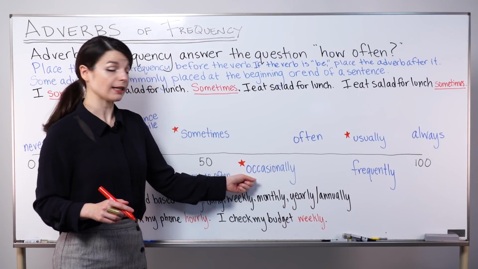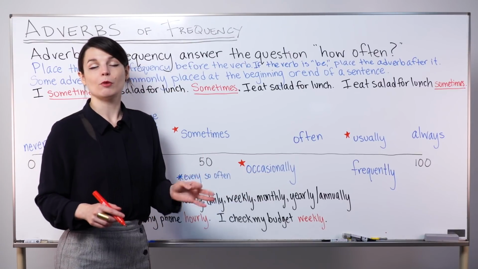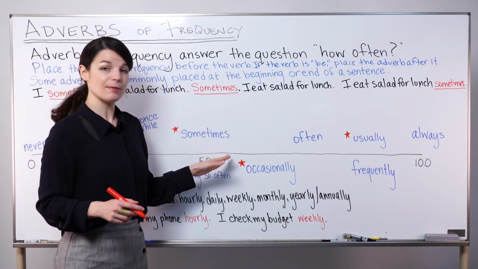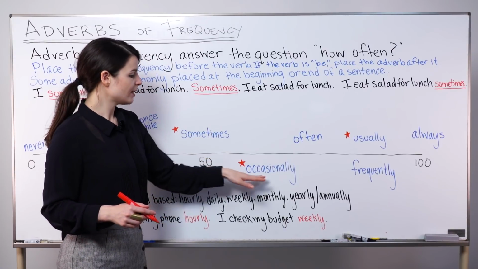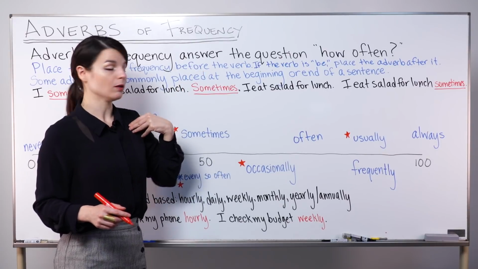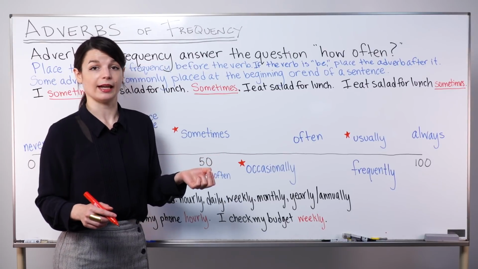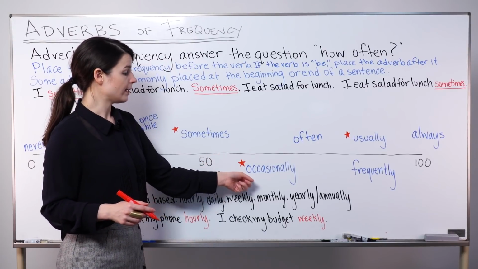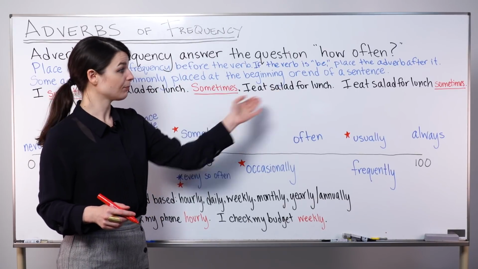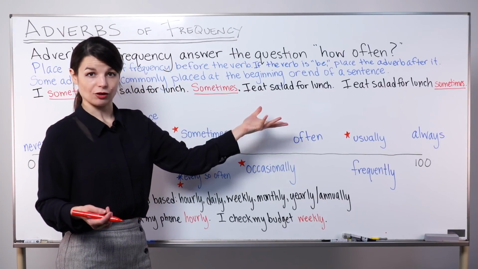The next word here is occasionally, occasionally. So this word sounds a little bit more formal. It has a similar regularity. It's about the same as sometimes, but this word sounds a little bit more formal. If I want to sound more formal, instead of choosing sometimes, I might choose occasionally. This is another one that can be positioned at the beginning or at the end of a sentence. Occasionally, I eat salad for lunch. I eat salad for lunch occasionally.